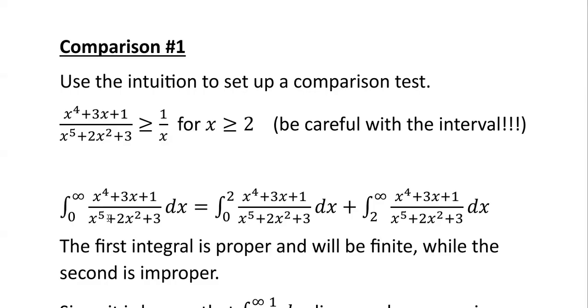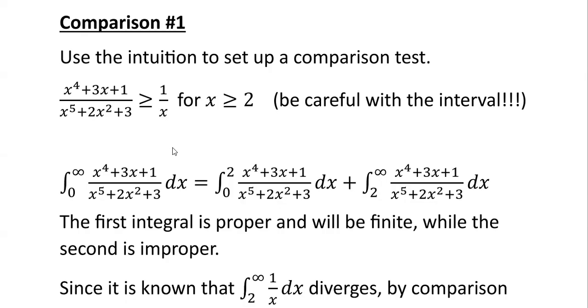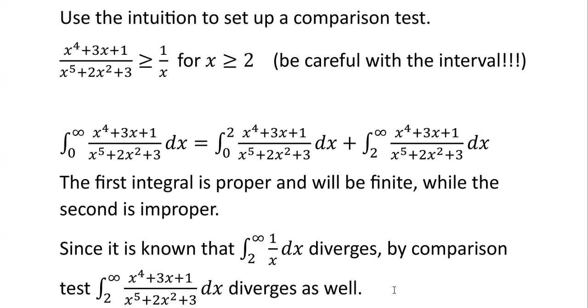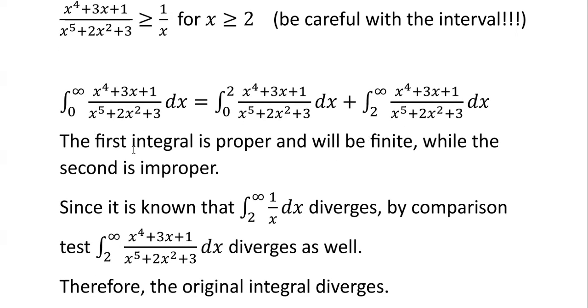So we can rewrite our original guy as 0 to 2, 2 to infinity, 2 because of this over here. This first integral is proper, so it'll be finite. It's going to converge for sure. This one, we will compare with 1 over x. We know that 1 over x diverges from 2 to infinity. So by comparison test, since our guy is even bigger than 1 over x, for x greater than or equal to 2, this guy is going to diverge as well. So this is finite, this diverges. So this guy over here, our guy that we want, diverges.